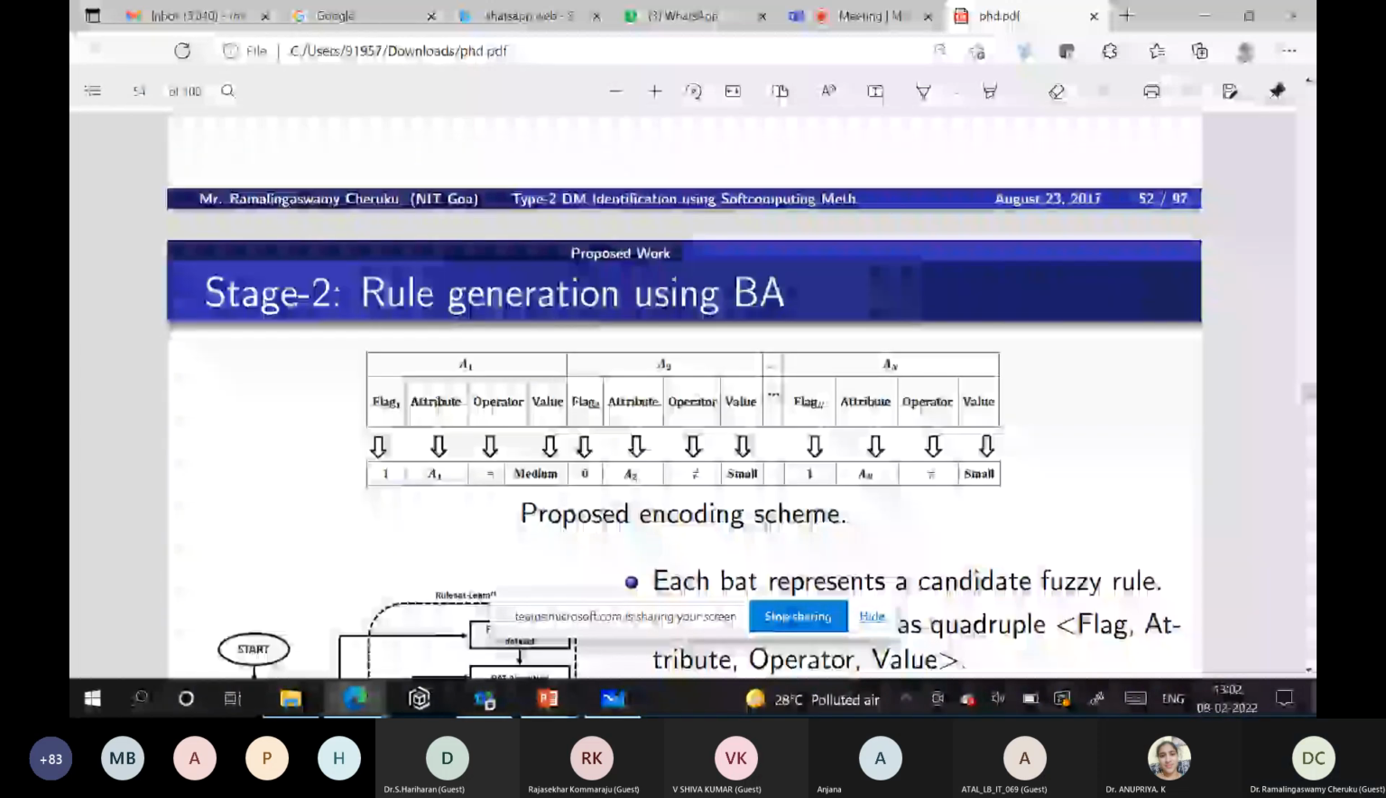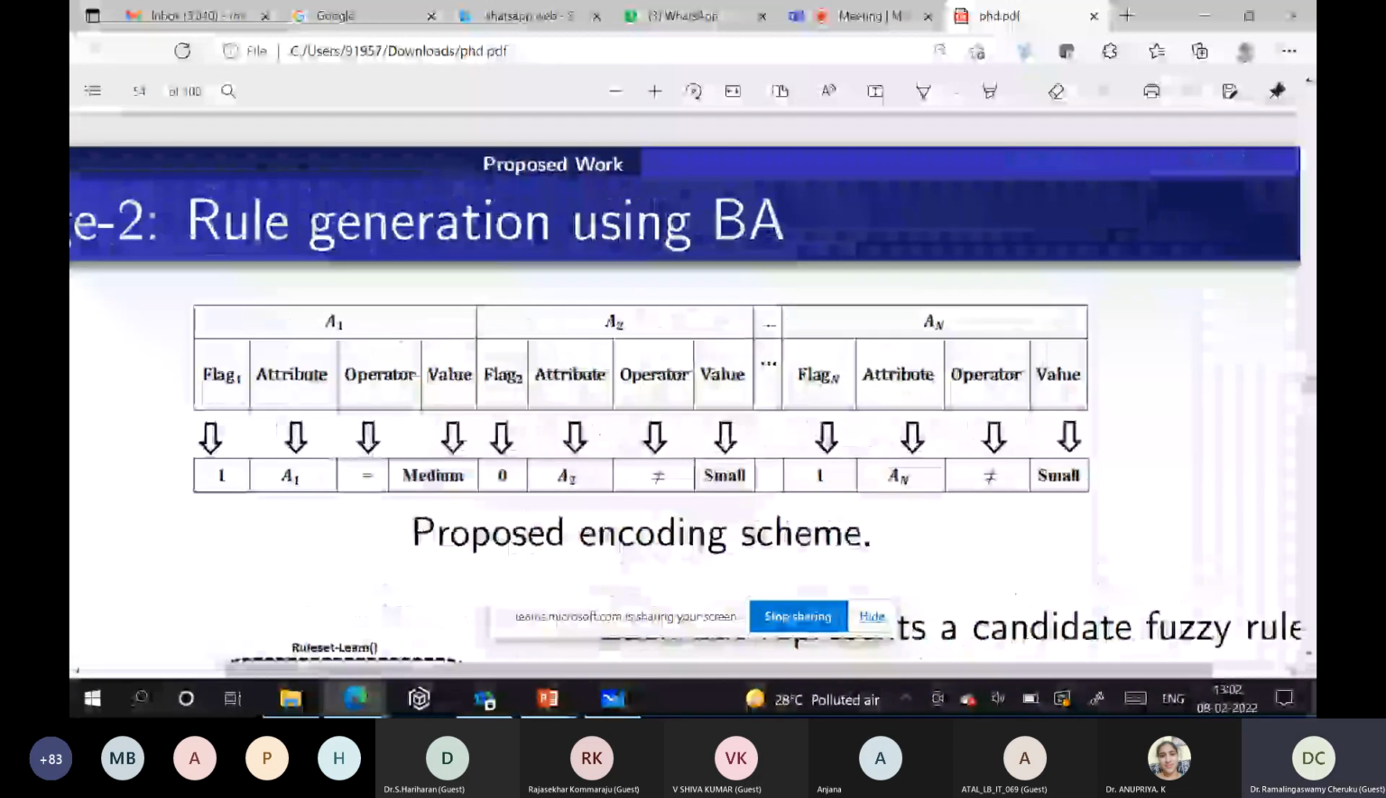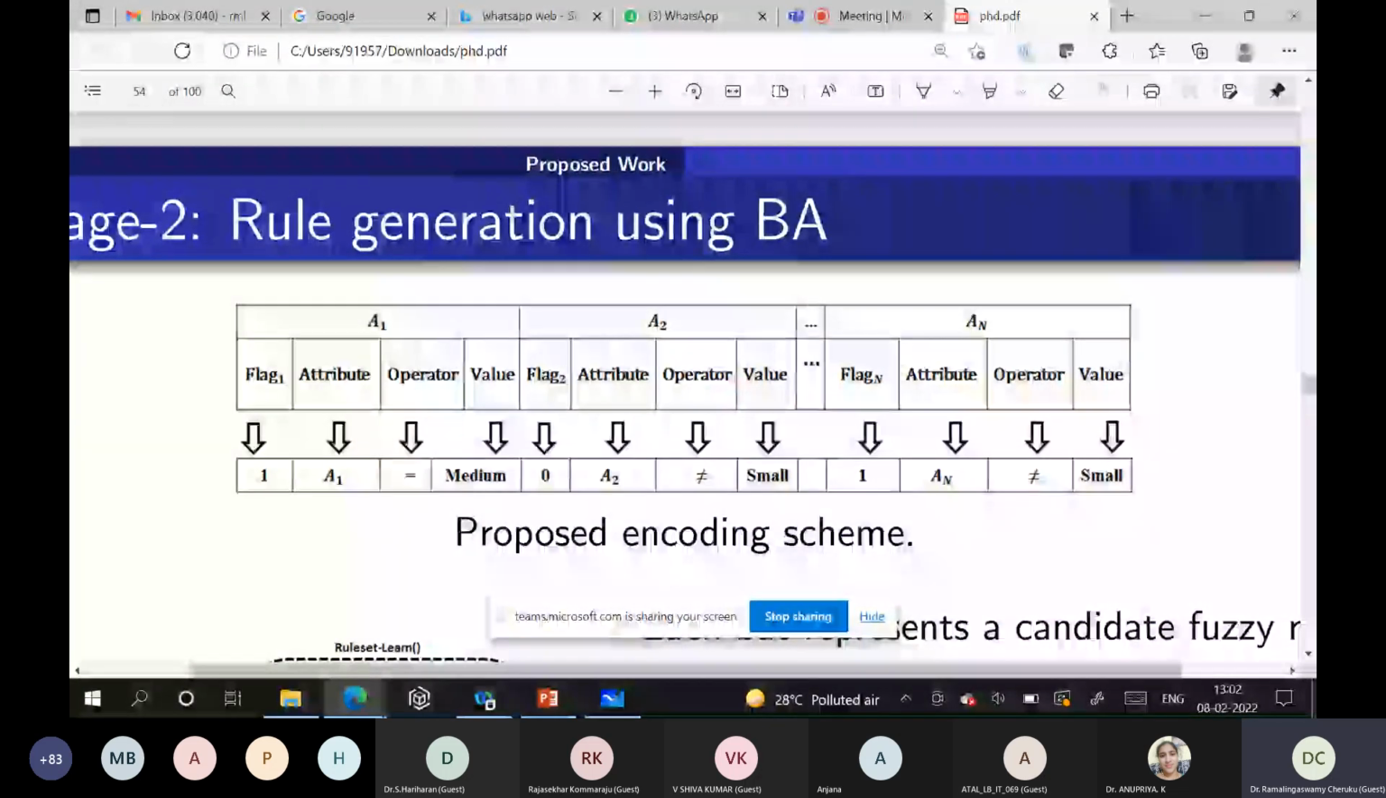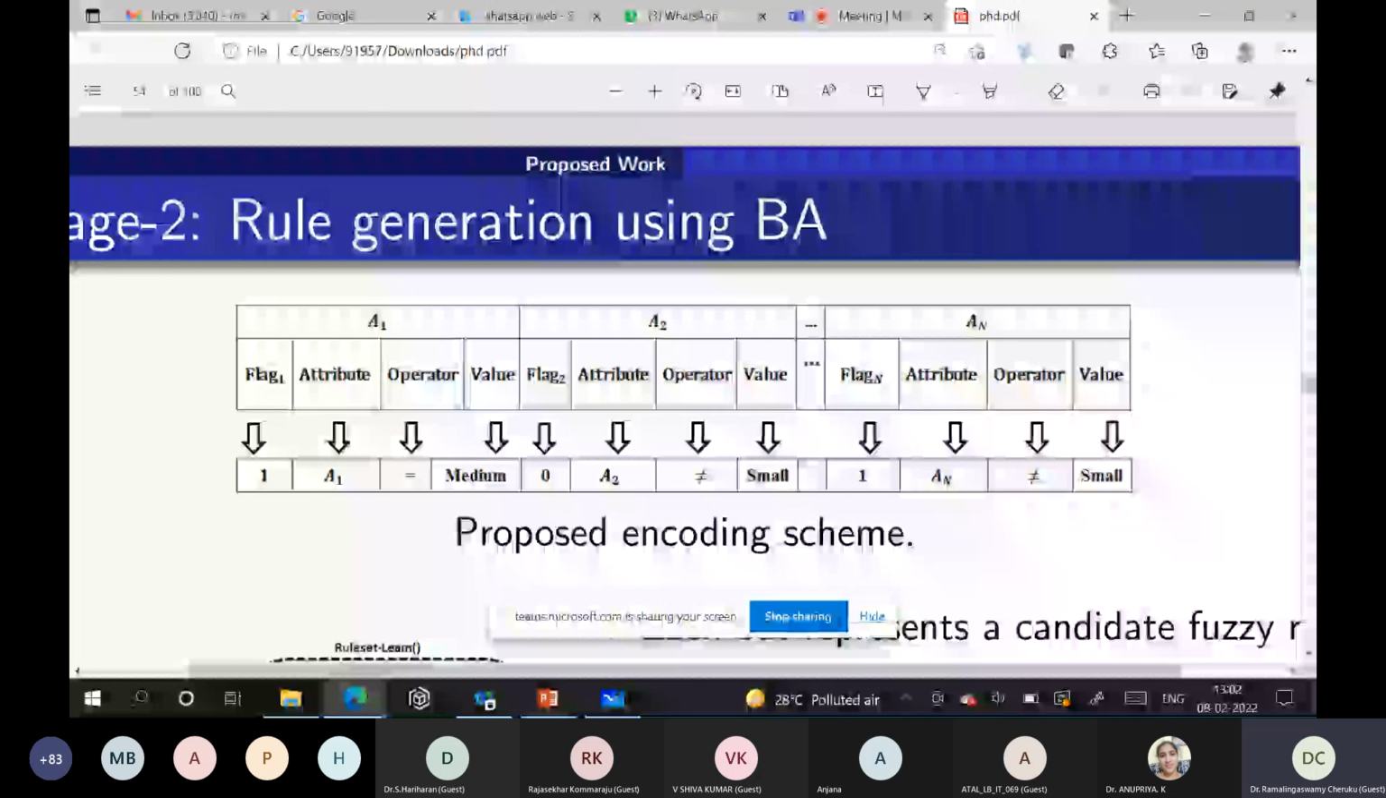So what we did, the encoding mechanism, look at it. We have taken a quadruple for each attribute. In the crisp rule we used a triple, but here we have used a quadruple. The first subfield will represent the flag, the second subfield will represent the attribute, and the third field will represent the operator and the value. What is the linguistic term?